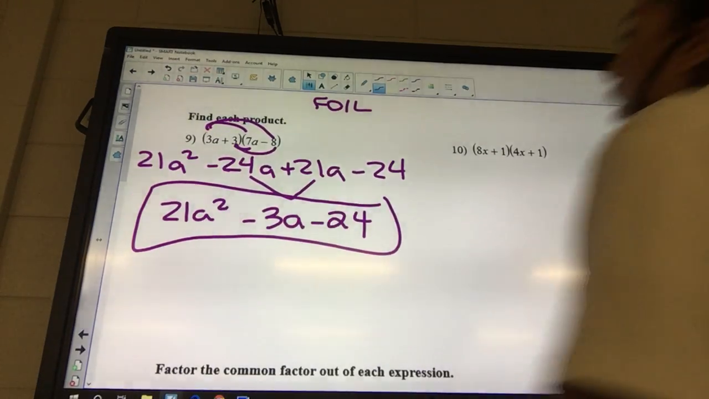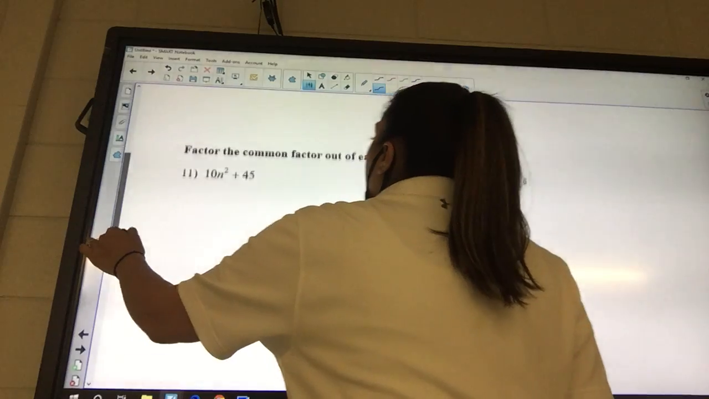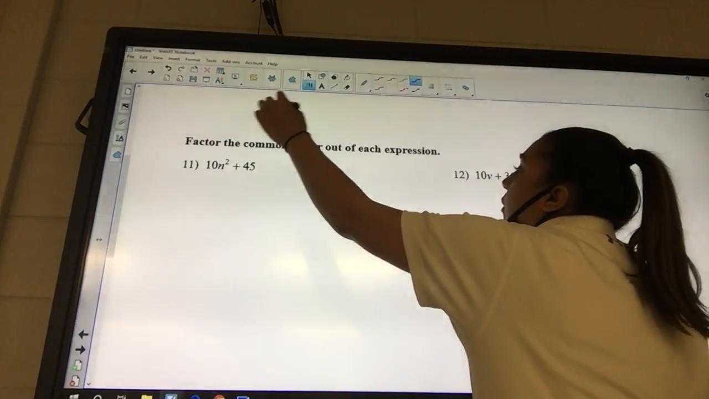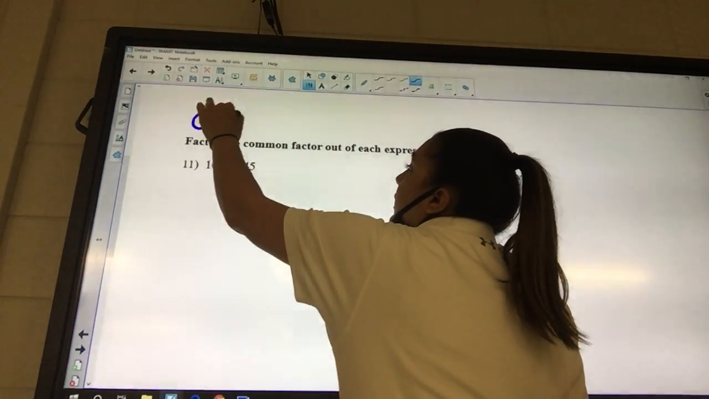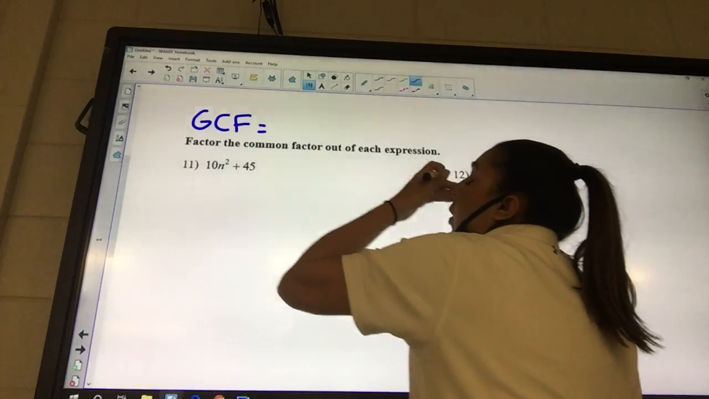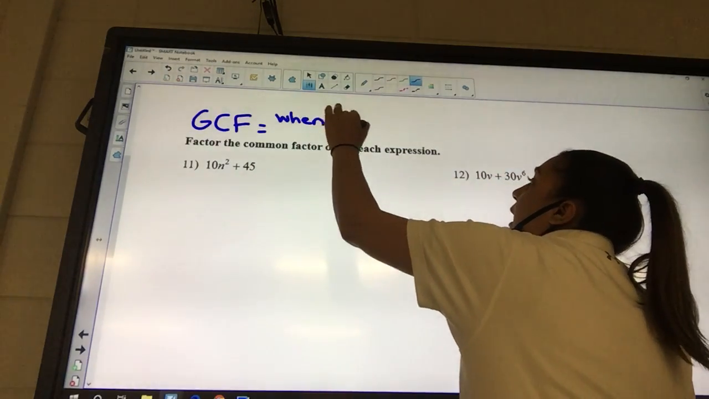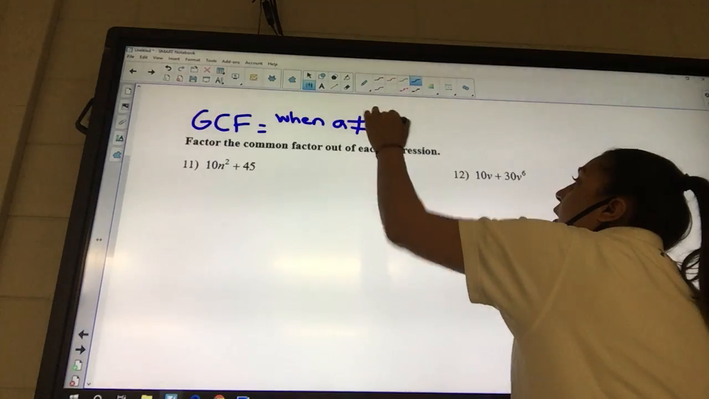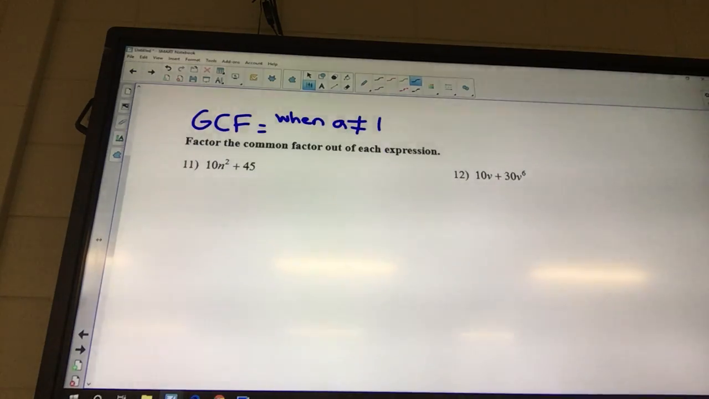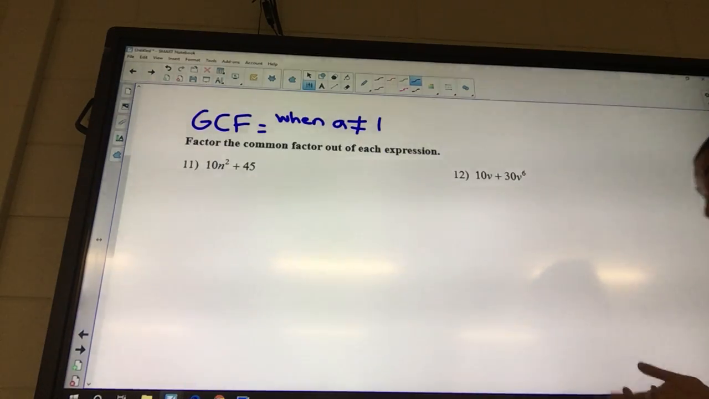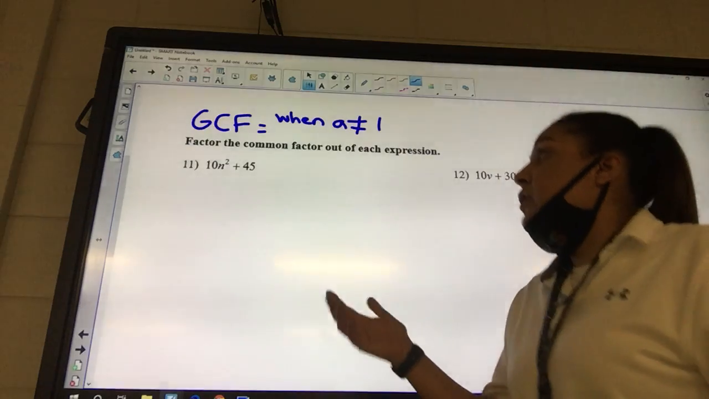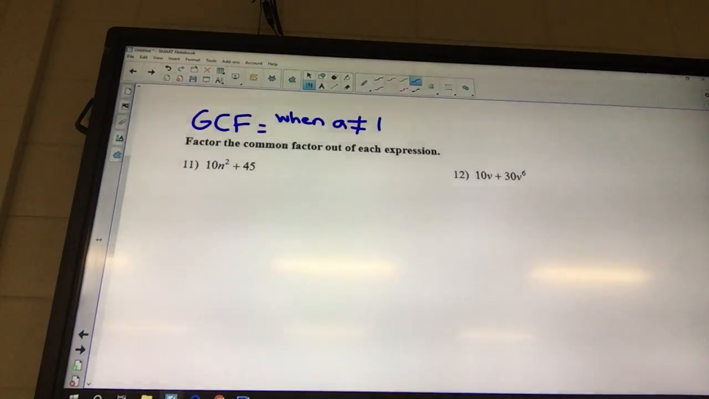Okay, and tomorrow we're going to kind of do these out of order. So, you use the GCF when A is not 1. Okay, that is very important because you're going to need to look at these and say, well, is A 1 or not? Okay, and the form goes A squared plus B squared equals C squared. So, is there any 1 up there?